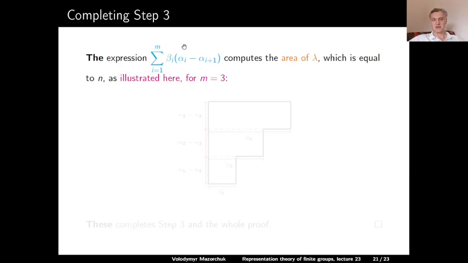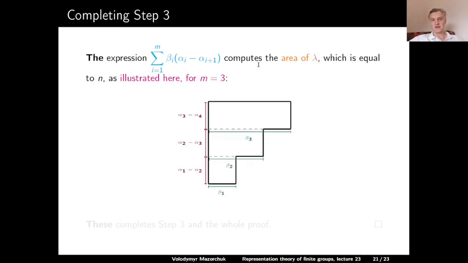So this expression, in fact, computes the area of our partition lambda, and this area is equal to n because lambda consists of n boxes, 1 times 1 each. And this is illustrated by this picture. So beta 1 is by definition the length of this side. And alpha 1 minus alpha 2 is the length of this side for this rectangle inside lambda. So beta 1 times alpha 1 minus alpha 2 is the area of this rectangle.